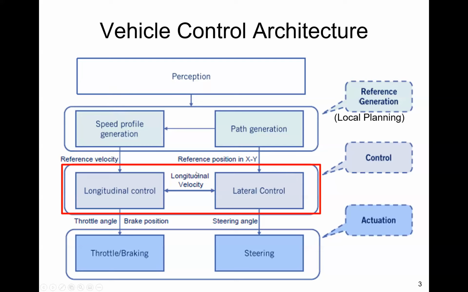So when you have a path and a speed profile along the path, the controller's job is to track the given trajectory, based on longitudinal control, which is using your gas pedal and brake pedal to control your longitudinal speed, and lateral control, that is to turn your steering wheel to control the lateral direction. And when you have computed the control commands, for example, throttle angle, brake position, and steering angle, the controller sends them to the actuation hardware to actually control the vehicle.